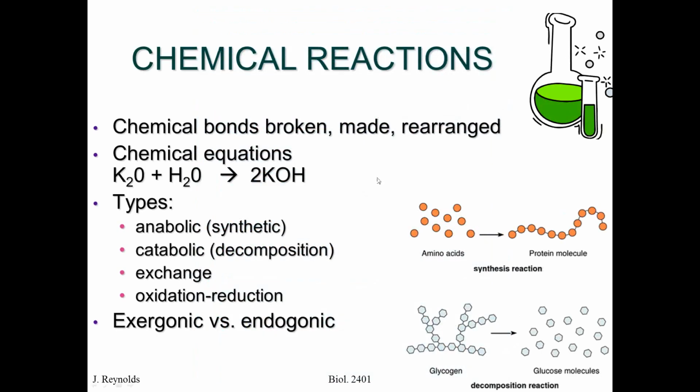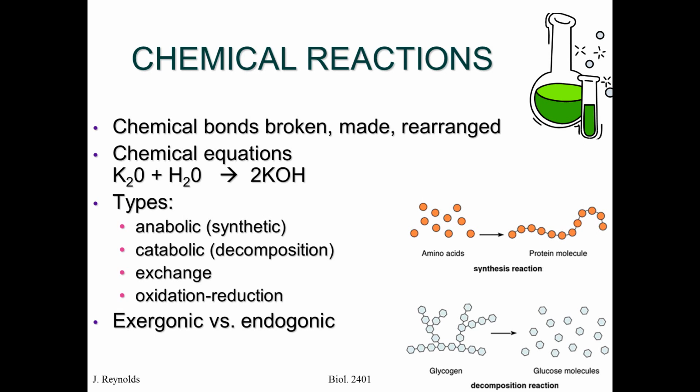Okay, chemical reactions. Again, it's just chemical bonds being broken or made or rearranged. Here's an example of a very simple chemical reaction. Not going to get into this very much. Different kinds of reactions: anabolic, catabolic, exchange, and oxidation reduction. Anabolic reactions are synthetic reactions. For example, linking amino acids together to form a protein, or sticking two glucose molecules together to make a maltose molecule.